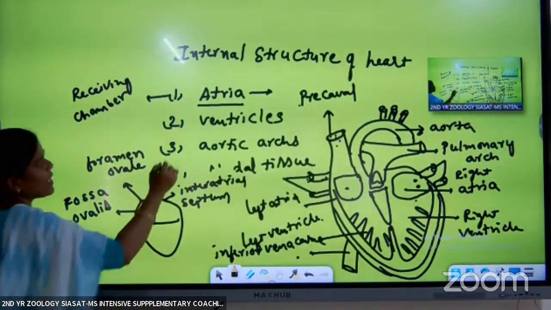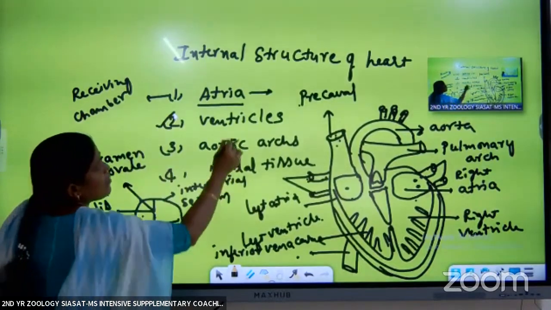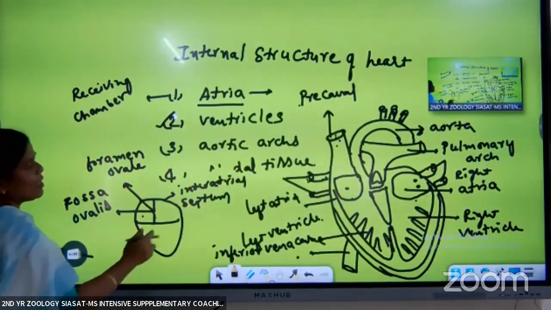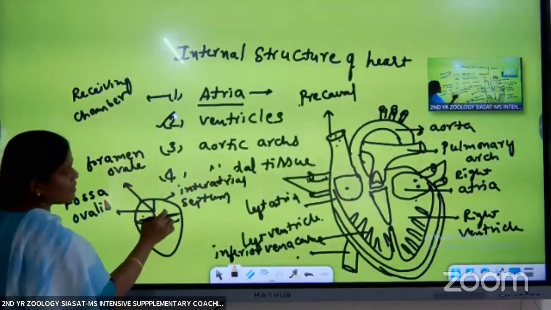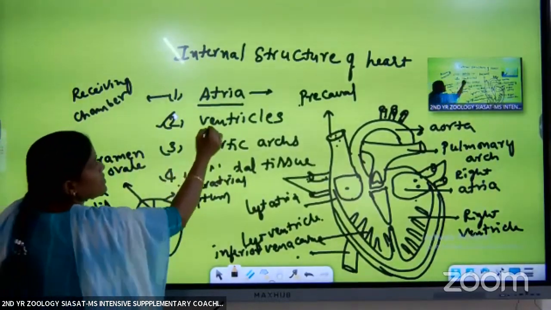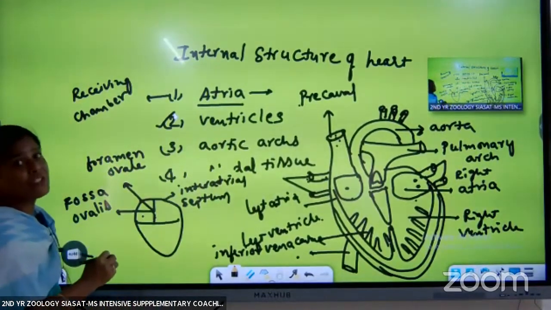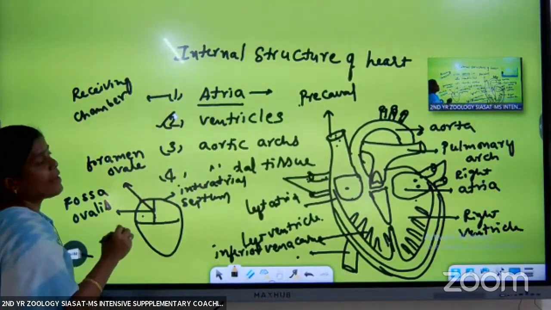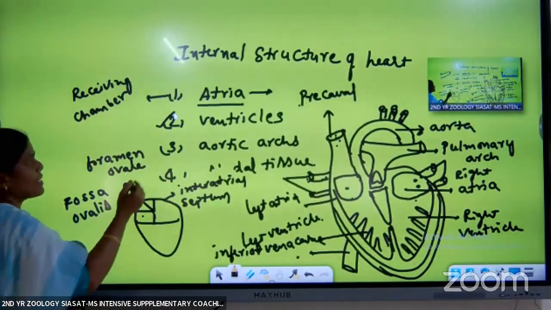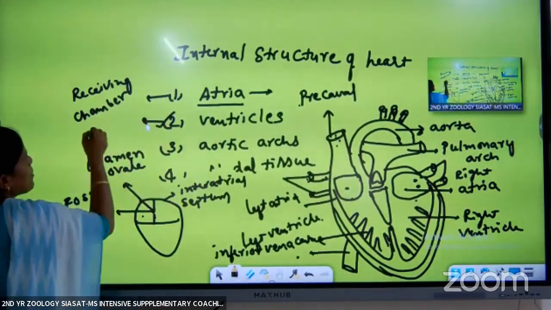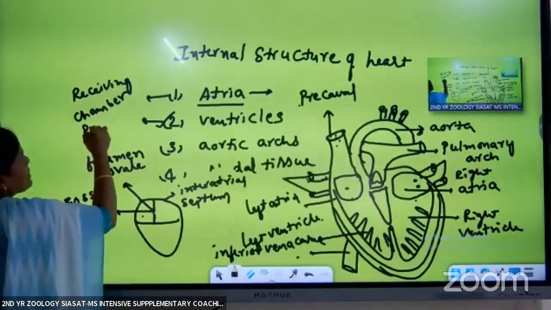Next, we are coming to the ventricles. What about the ventricles? They are the lower chambers. They are present on the lower side, that's why we call them the lower chambers. They are called pumping chambers. They pump the blood, oxygenated or deoxygenated blood.